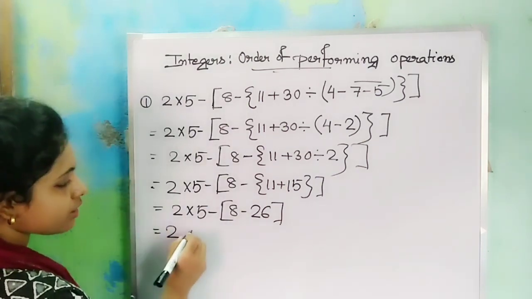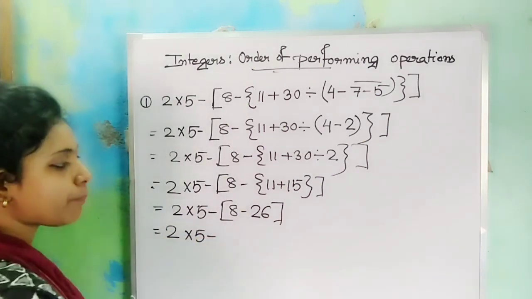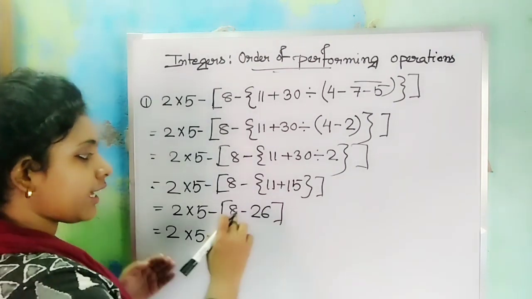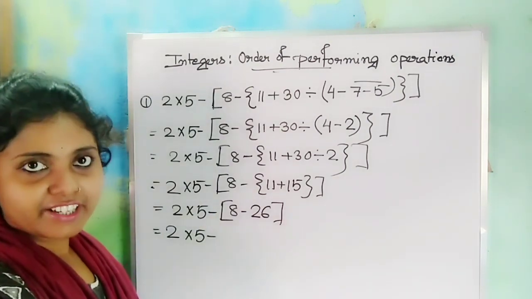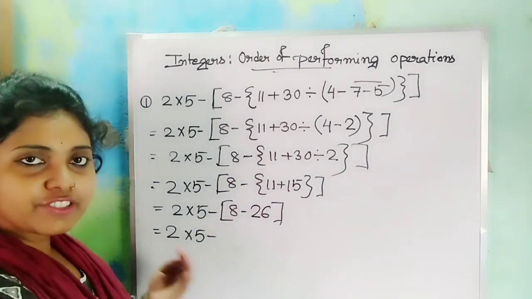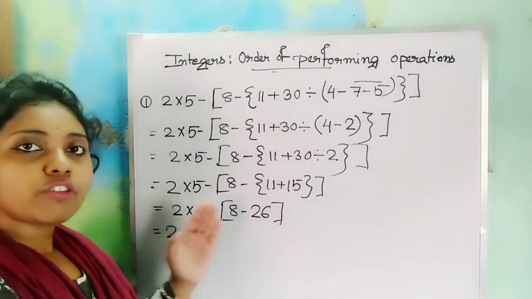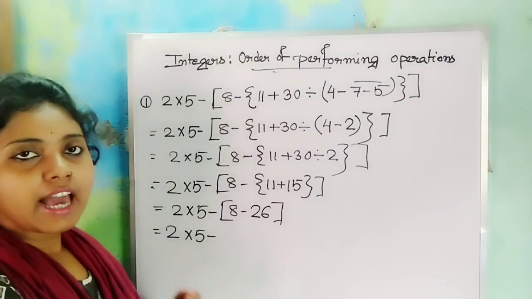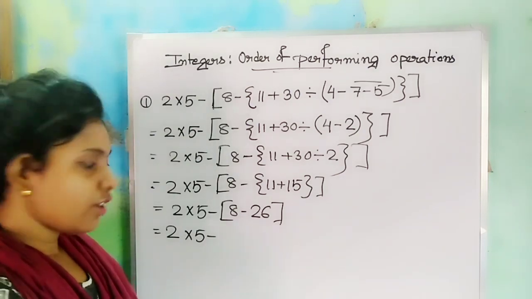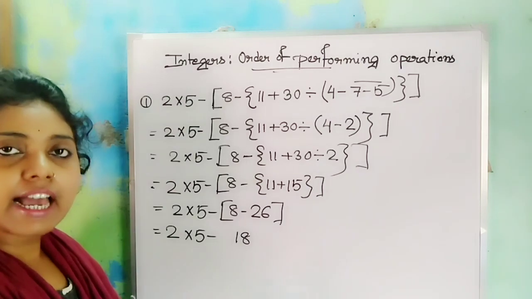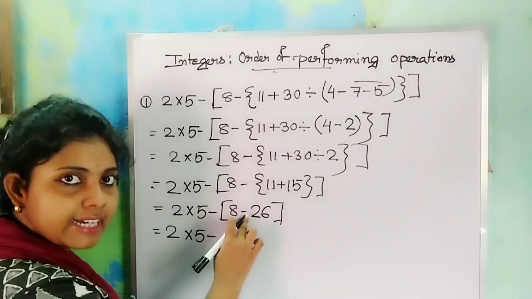Next we have to do the operation within the third bracket. So 8 minus 26. This is positive and this is negative. So at first we subtract 8 from 26, and this means 18. What will be the sign? The sign will be negative.